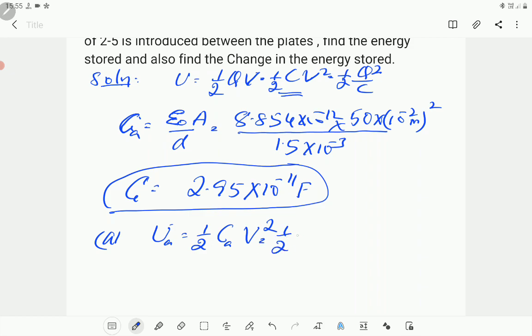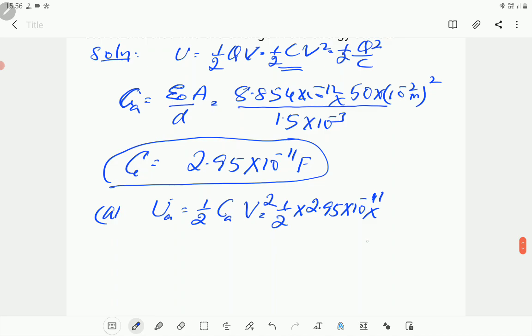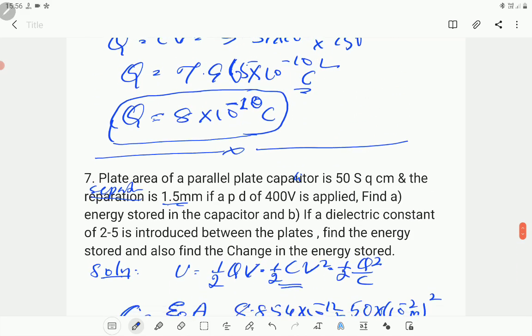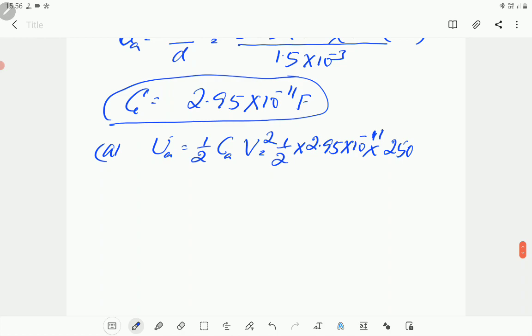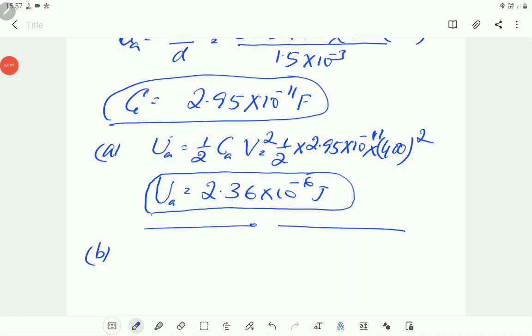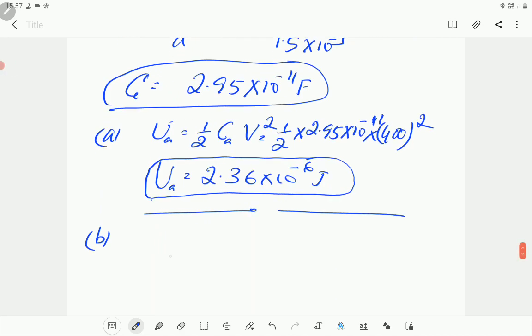PD is given: half into the value of Ca, 2.95 10 to the power minus 11, into the value of V. V is actually 250 squared, right? Potential is actually 400, I remove the 250. Okay, 400 squared. So the value of energy stored with air as medium is 2.36 10 power minus 6 joule, right?